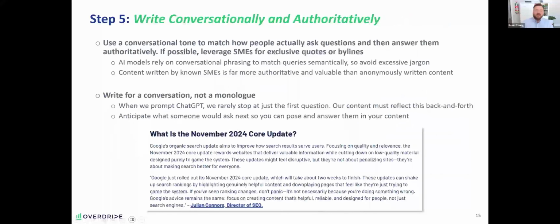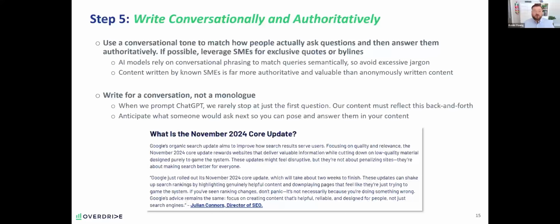So step 5 is all about writing the piece. And while we're writing the piece, we want to write conversationally and authoritatively. So we want to use a conversational tone to match how people actually ask questions, and then we want to answer them authoritatively. And if possible, in this content, we'd love to leverage subject matter experts for exclusive quotes and bylines, as that is something that LLMs are particularly interested in.